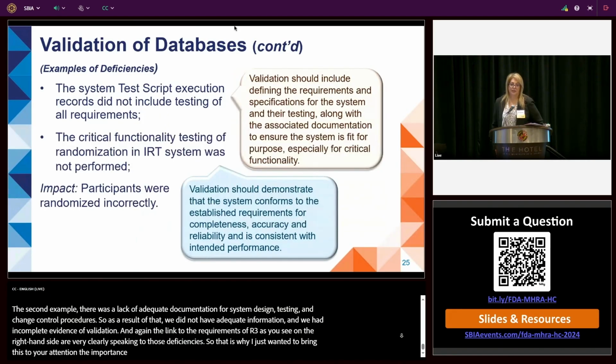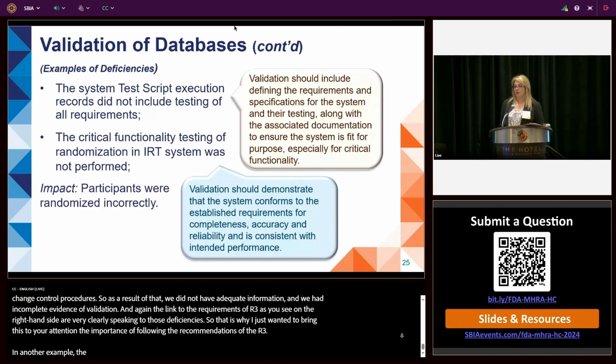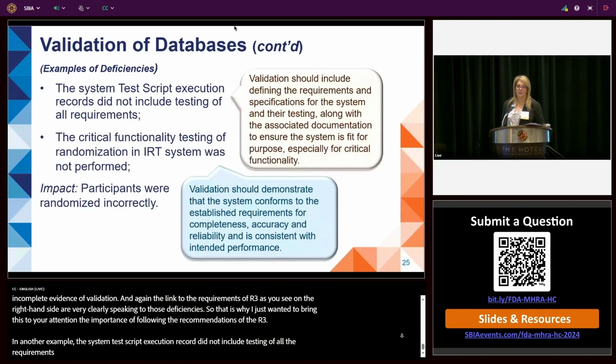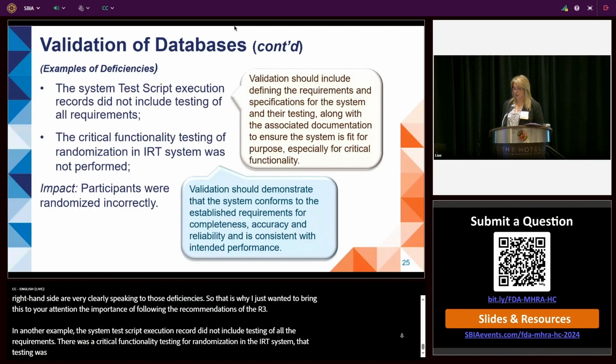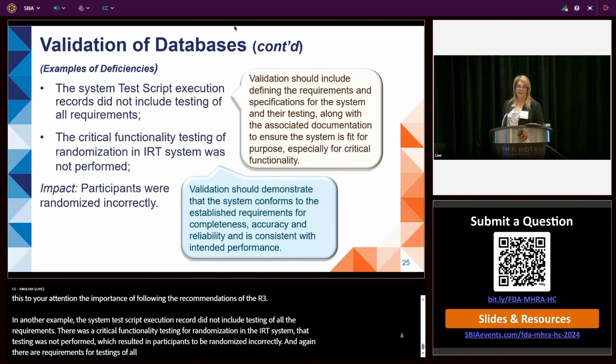In another example, the system test script execution record did not include testing of all the requirements. Critical functionality testing for randomization in the IRT system was not performed, which resulted in participants being randomized incorrectly. And again, there are requirements for testing all the requirements, especially the critical functionality, which in this case was the randomization, which was not done.